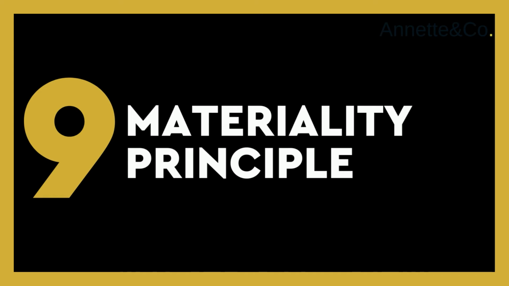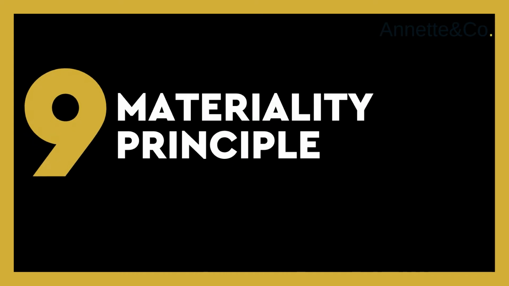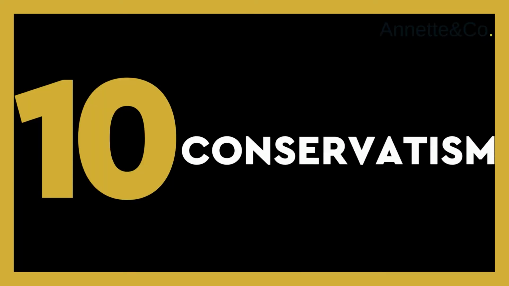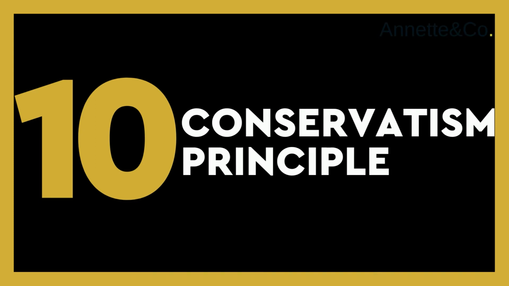Number nine is the materiality principle. This refers to a misstatement in accounting records when the amount is insignificant or deemed to be immaterial. Basically, the materiality principle is the reason why we often see financial statements rounded to the nearest pound and not showing pounds and pence. And finally, the conservatism principle.